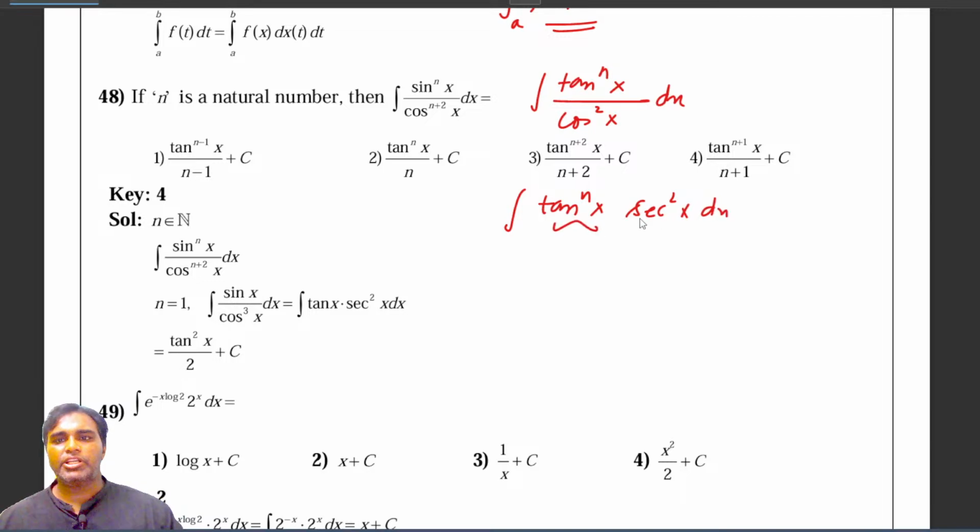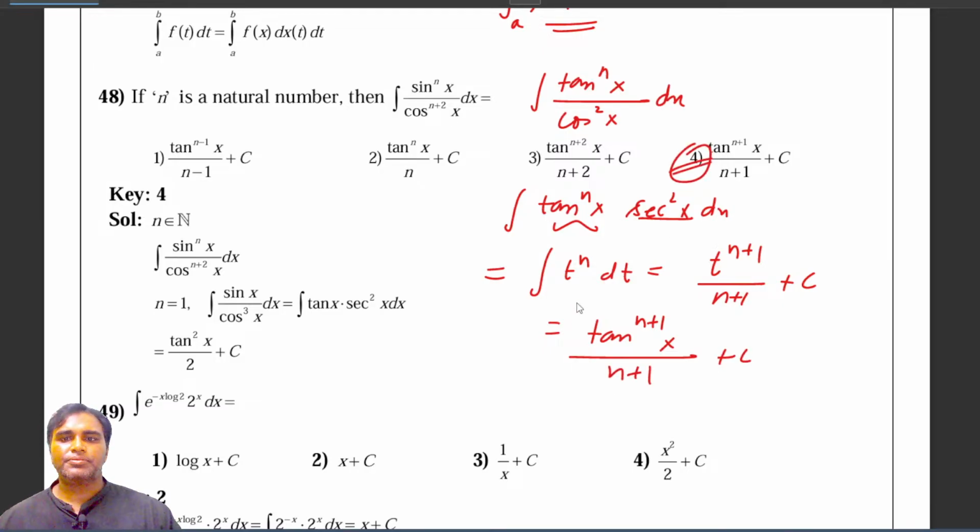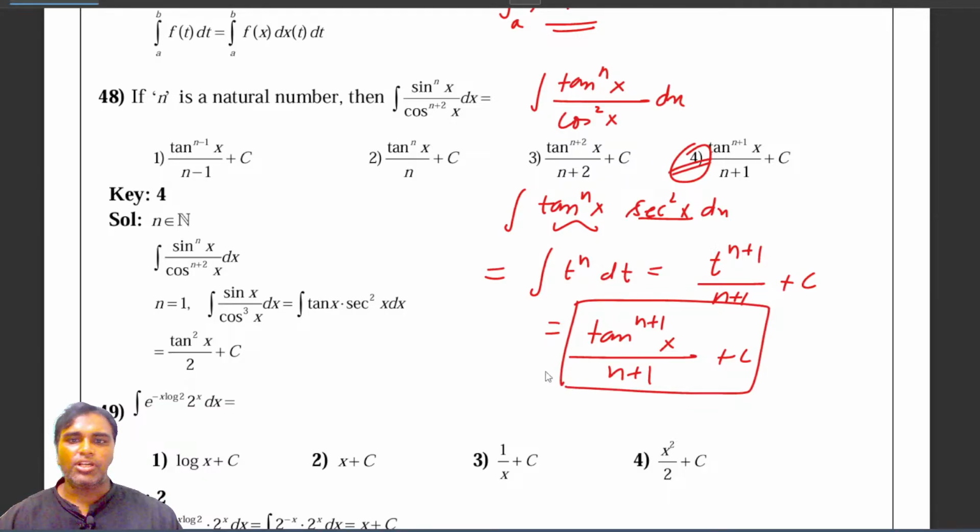10x, if you put t, this will get cancelled. So t power n dt will be t power n plus 1 by n plus 1 plus c. T is what? 10x. So 10 power n plus 1 x upon n plus 1 plus c. So option 4. Understand? 48 is what? Answer 4.